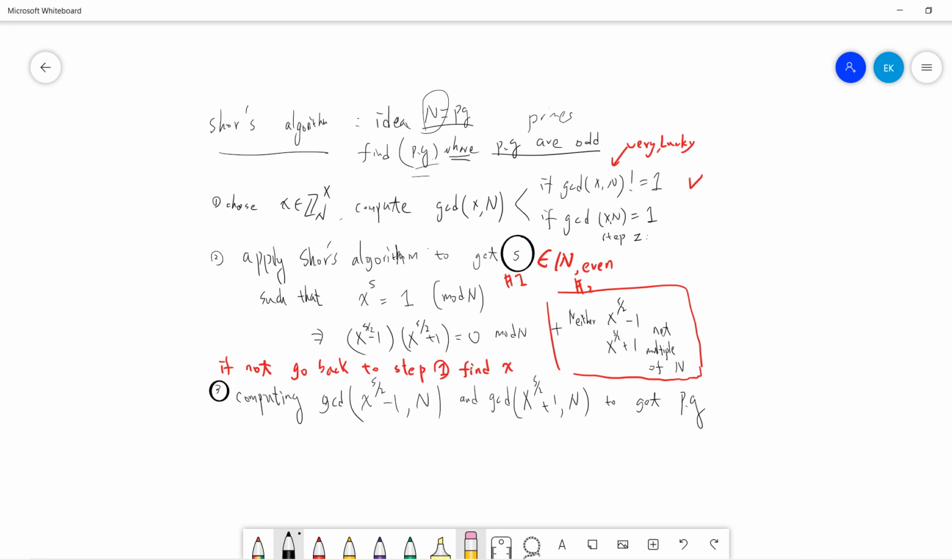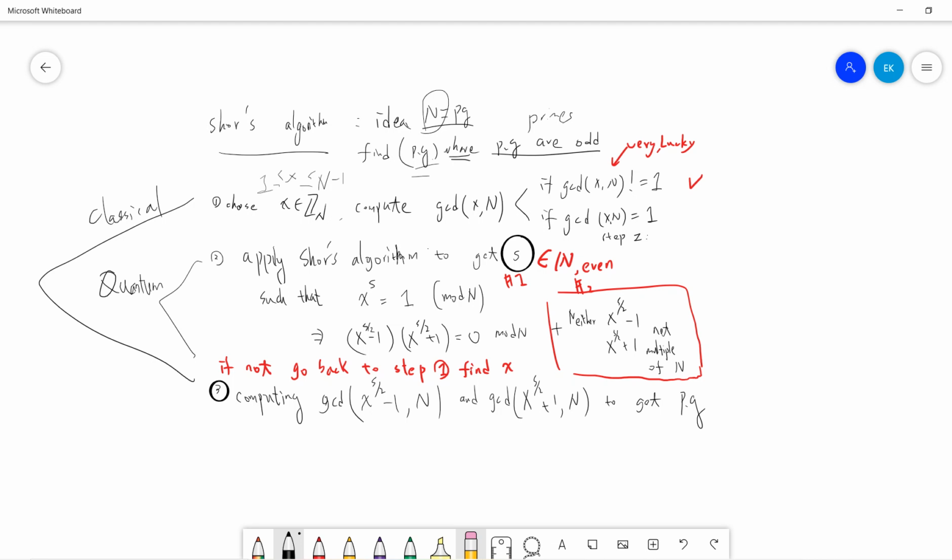So this algorithm contains three steps, and only this part is quantum, and these two parts are classical. So quantum only contains a very small part, but a very crucial step. The first step is that you choose an integer x, which is greater or equal to 1 and less or equal to n minus 1. And then you compute the greatest common divisor of x and n.